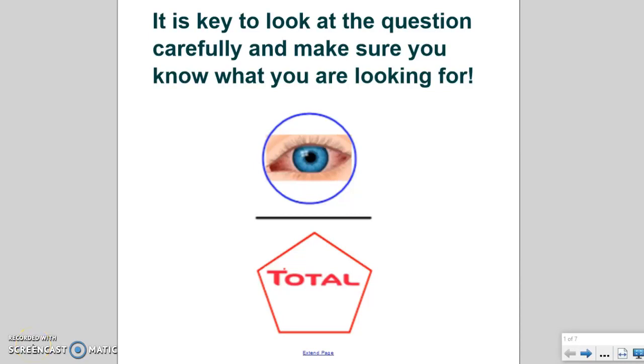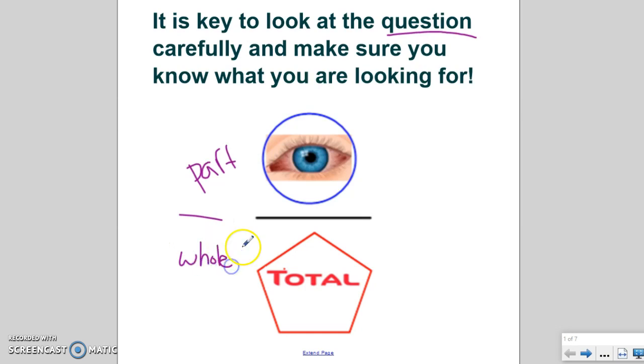All right, guys, so here at this station, you're going to be learning about fractions when we're talking about part of a whole. And so the main thing that I want you to focus on during this is that it's key to look at the question really carefully and make sure that you know what you're looking for. Because we know with a fraction, we are talking about part of a whole.